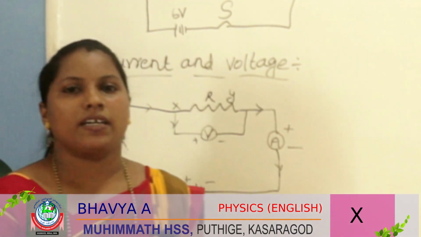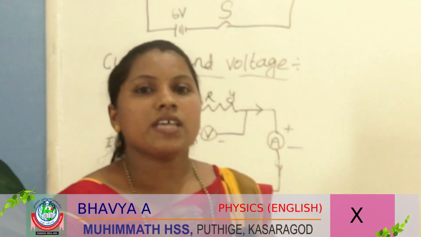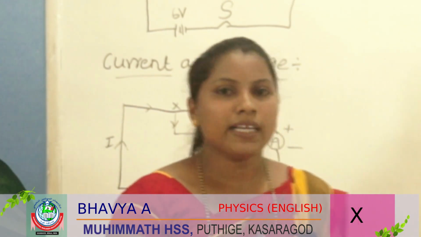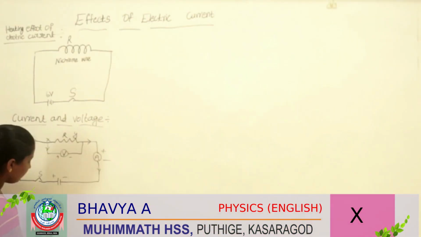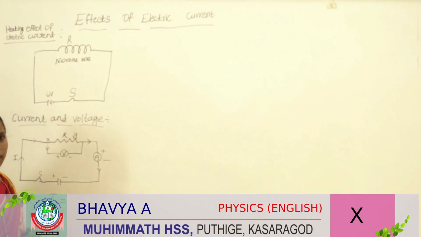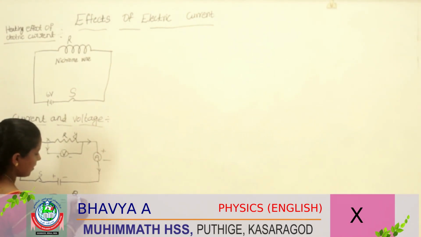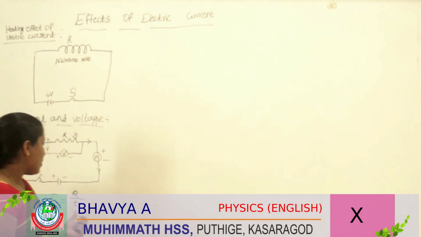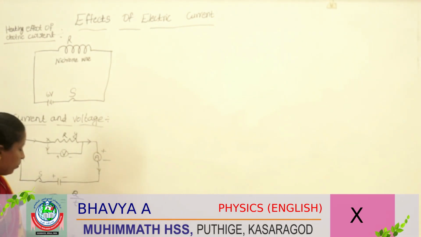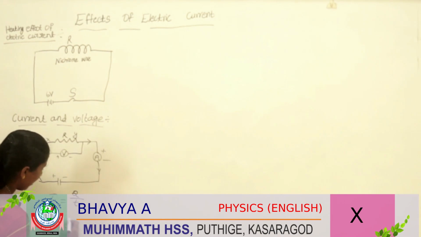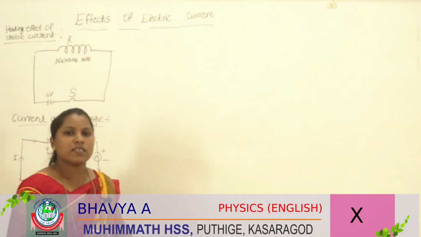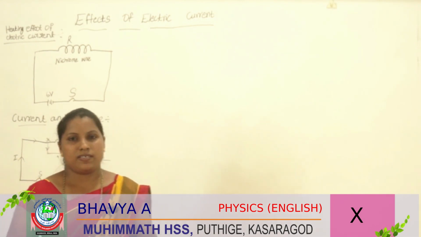So what is current? Current means charge flowing in 1 second, that is called current. We can write current I is equal to Q divided by T. Q means charge, T means time. Next, we can also write Q is equal to I into T. This T comes here by multiplying. So Q is equal to I into T. We can also write that.